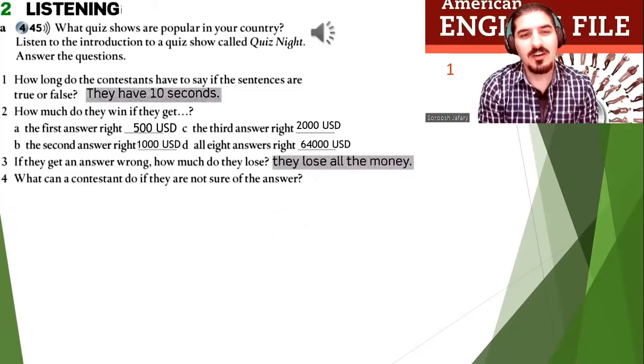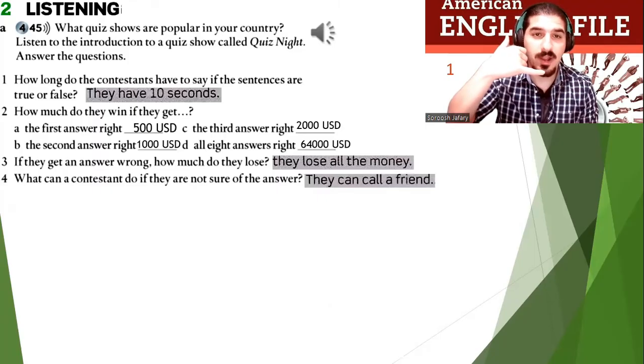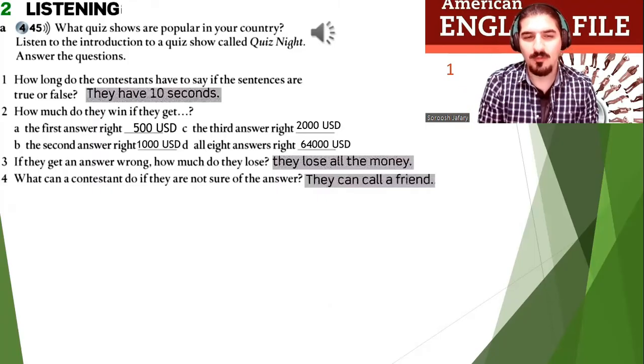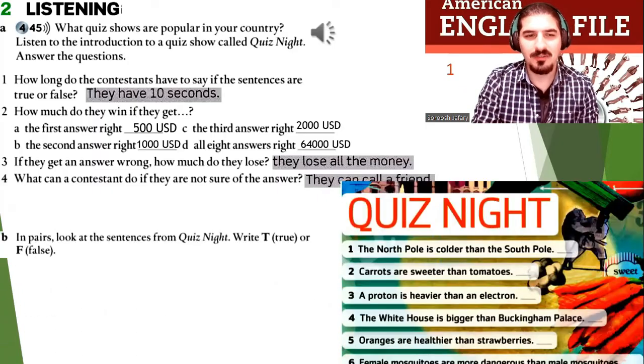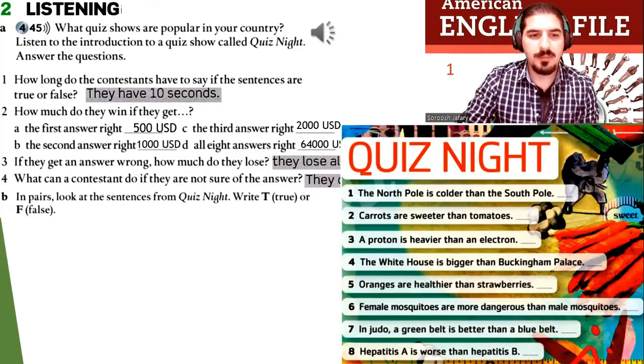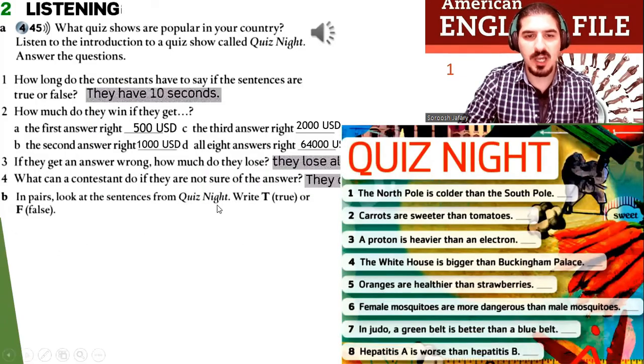Ooh. What can a contestant do if they are not sure about the answer? What can they do? Yes, call a friend to help you. Very well. Good enough. Now, in pairs, look at the sentences from Quiz Night.